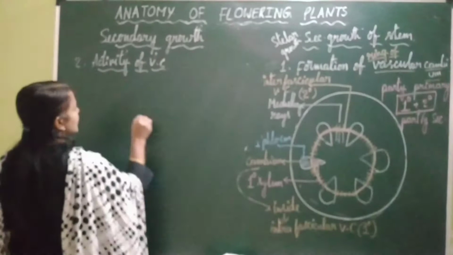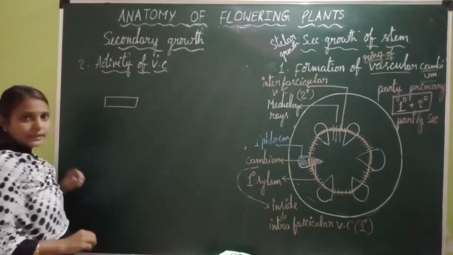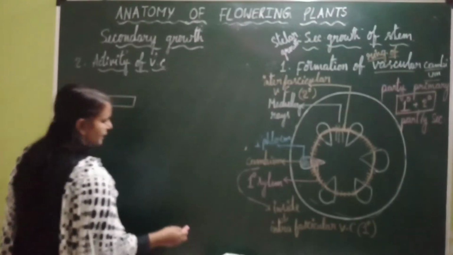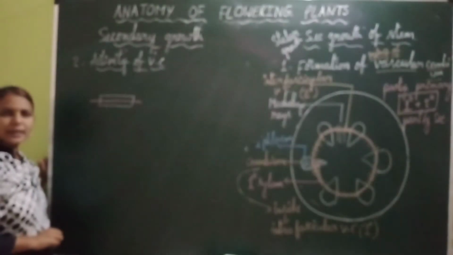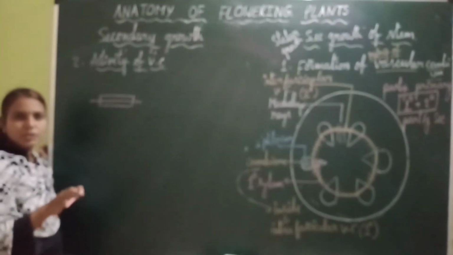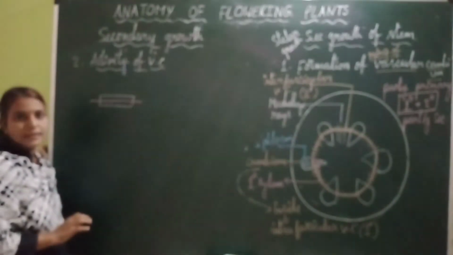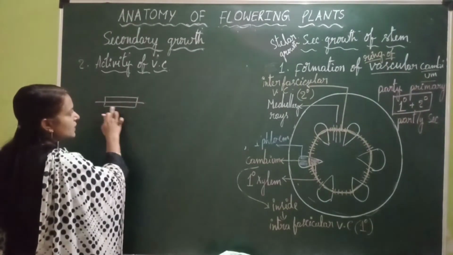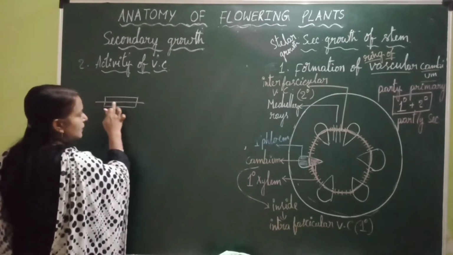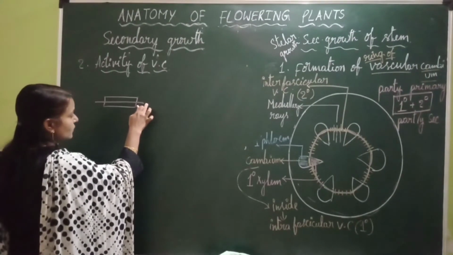Now, the cells present in this vascular cambium. Let's say this is a cell present in vascular cambium. Cells present in vascular cambium show periclinal divisions. So what is periclinal division? Periclinal division is the cell division which occurs parallel to the axis of the cell. This is the axis of the cell. Now this cell division is taking place parallel to the axis of the cell.